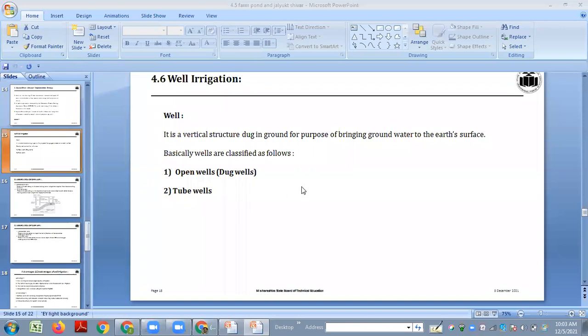Well, did everyone understand? It is a vertical structure that is dug in the ground for the purpose of bringing groundwater to the earth surface. That is what a well is. Two types of well are there: open wells, which we also call dug wells, and tube wells. The bore wells that we have, that is tube wells.